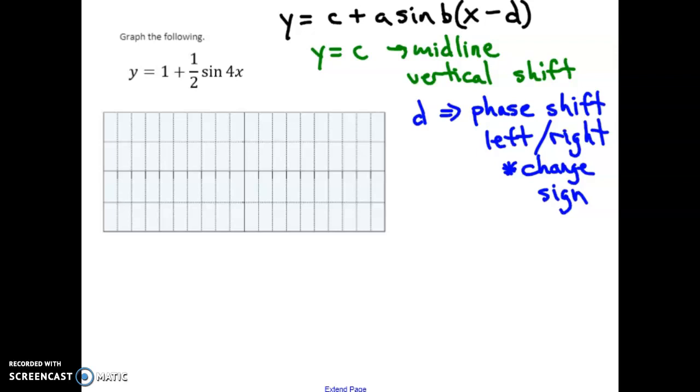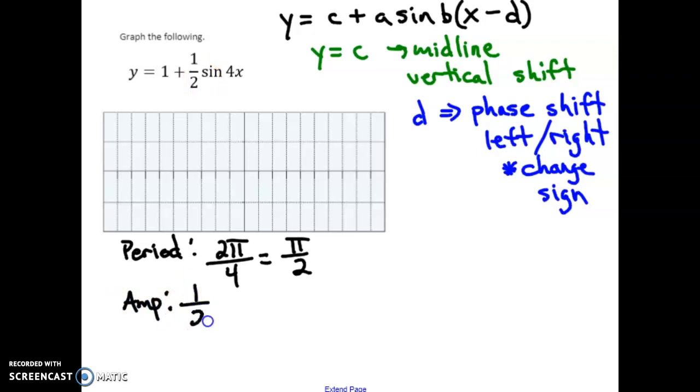Okay, so to graph this function, we're going to go about the same way as we have before. The first thing we're going to do is state the period. So the period in this case is 2 pi over b, which gives you a period of pi over 2. In my amplitude, be careful with your amplitude. It is the number in front of the trig function. It is 1/2 in this case.